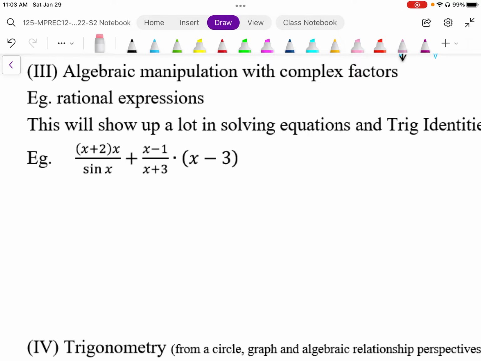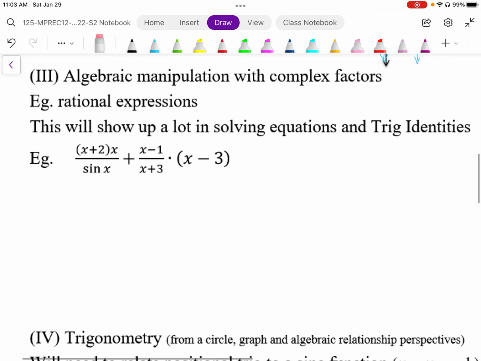In Math 12, we need to be aware of how to algebraically manipulate complex factors in rational expressions, and we have to be very careful when we deal with trig identities, when we involve trig in there as well. So with binomial factors, we have to make sure we understand that we cannot cancel when there's pluses in there.